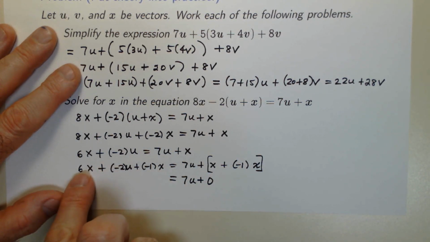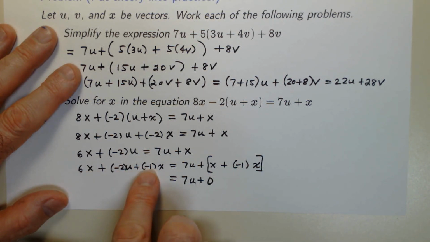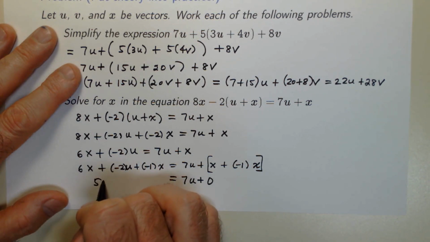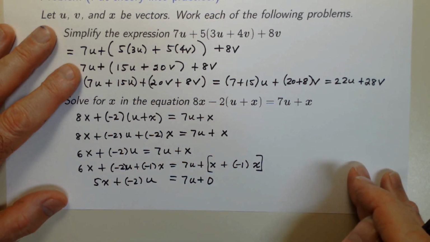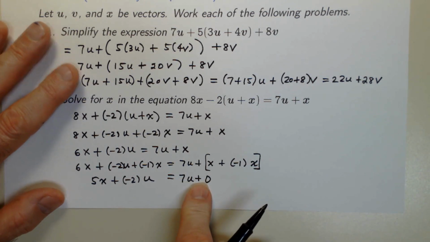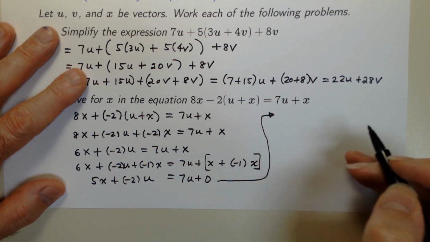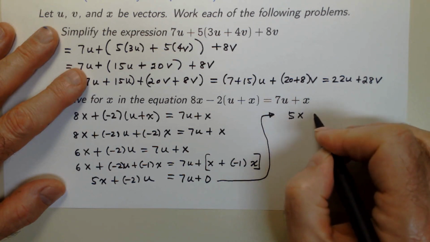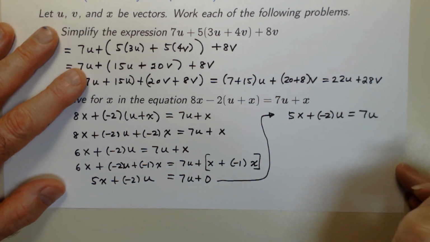Now what do we have on this side? I can bring the 6x together with the -1 times x as 6 plus -1 times x. So this is just 5x on this side. And I still have the -2 times u on this side. Okay? Now, anytime I add the 0 vector to anything, right? This is property C. Anytime I add the 0 vector to anything, I just get the thing itself. So this is just 7u on this right-hand side. So this equation can be written as 5x plus a -2 times u equals 7u.